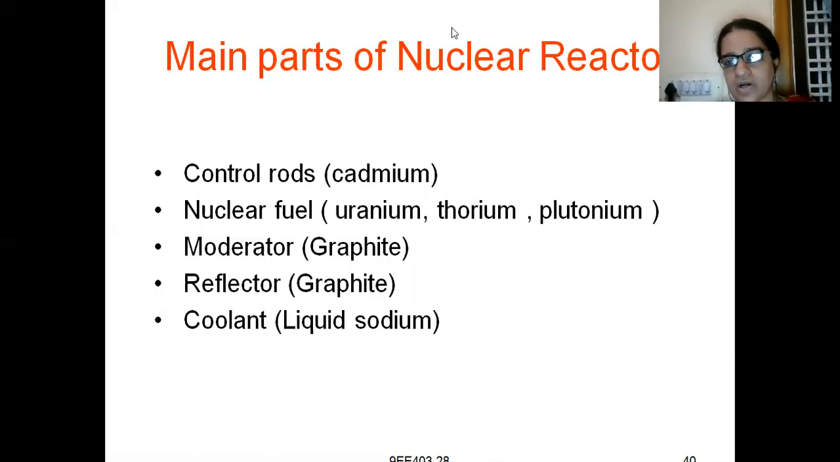In the next class, I will discuss each and every part in detail. In every slide we will read about the parts and components of the nuclear power plant. For today's class, I will end this topic here itself. Thank you.